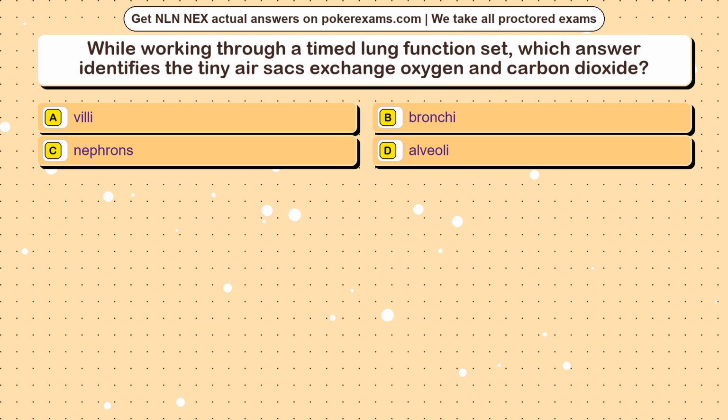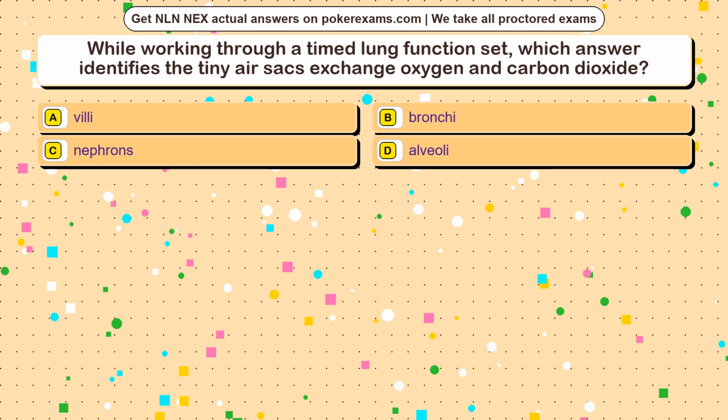Question 8. While working through a timed lung function set, which answer identifies the tiny air sacs that exchange oxygen and carbon dioxide? Option A, villi. Option B, bronchi. Option C, nephrons. Option D, alveoli.